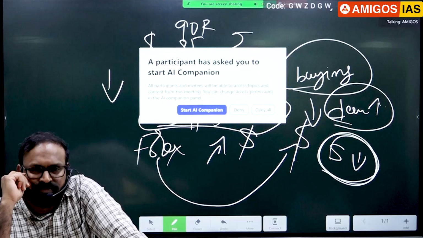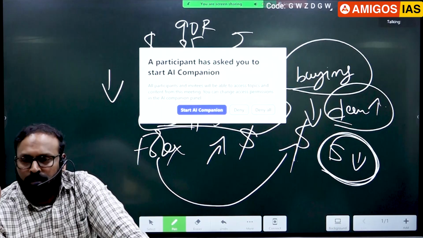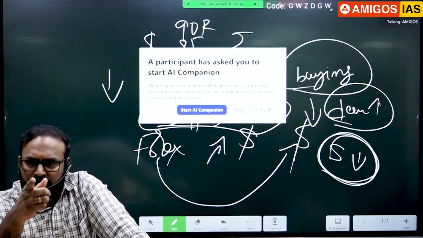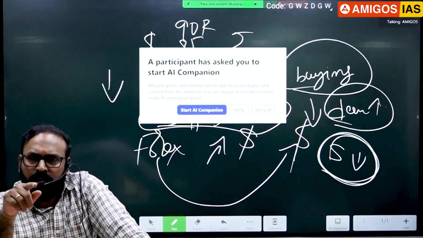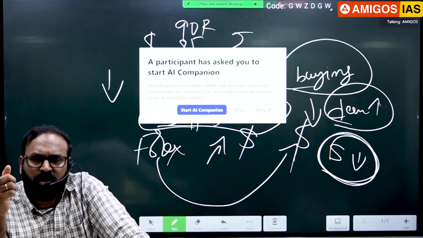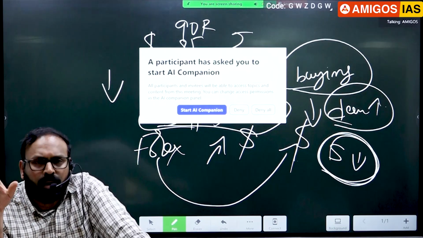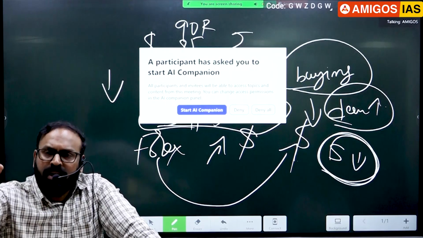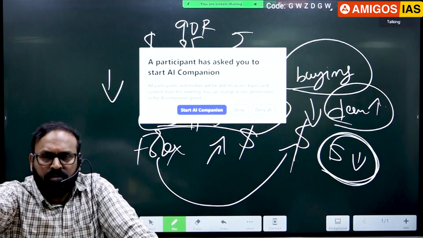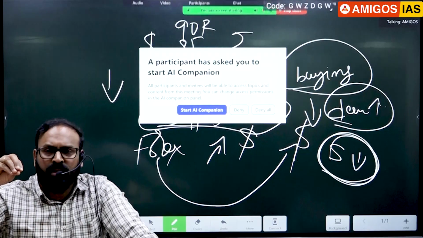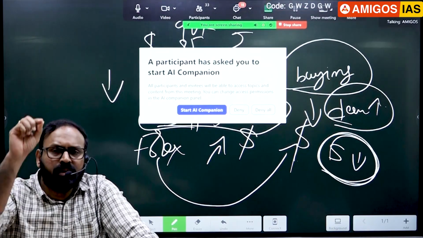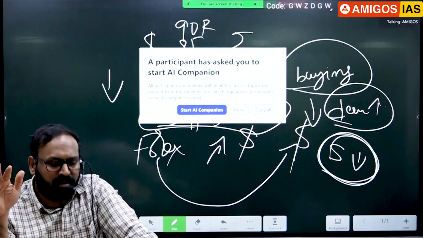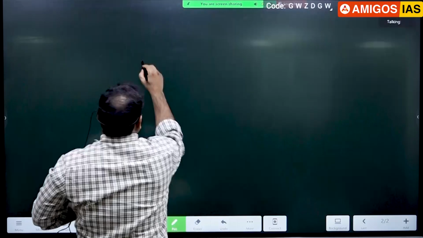What is M3? My money in my pocket, my money in the bank deposit, my money in the time deposit, other deposits with RBI. These are parts of M3. What did I do? From my demand account, I have withdrawn my money. Does it lead to increase or decrease in M3? M3 is constant.